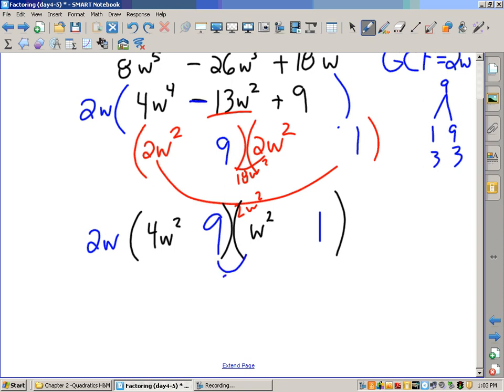So if this is 9W squared and this right here is 4W squared, that means they both have to be negative.